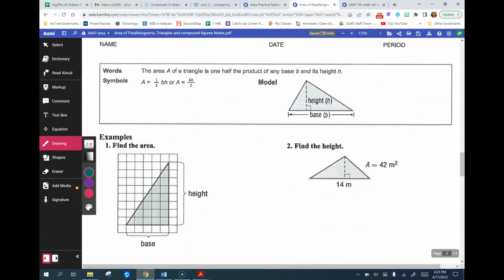And the really cool thing is that the area of a triangle is half that of a square. And here's how you can kind of see that. Look down here at this picture.